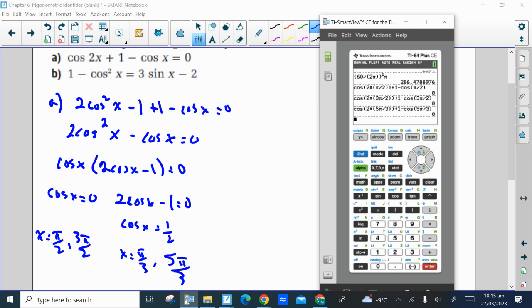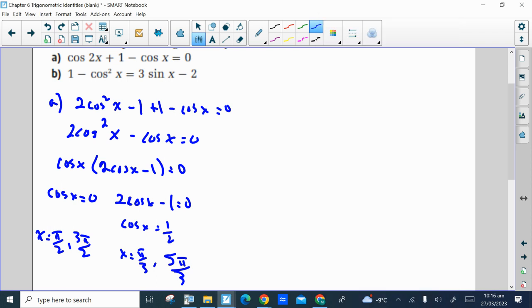Okay, doing the 5 pi on 3 first. That works. We get 0. And then we'll do the pi on 3 by deleting the 5. Works as well. So you can always check the answers that you get. The only thing is that you may miss some answers, but you should never get answers that you stated as wrong, because you can always check them on your calculator.